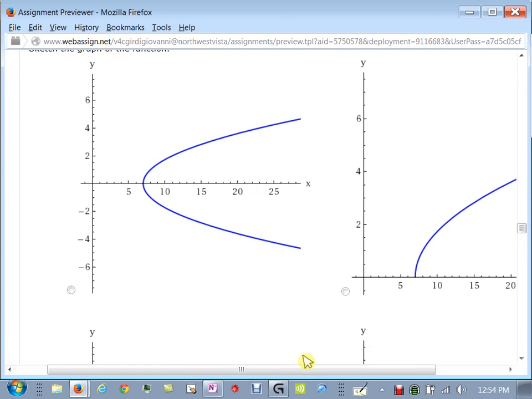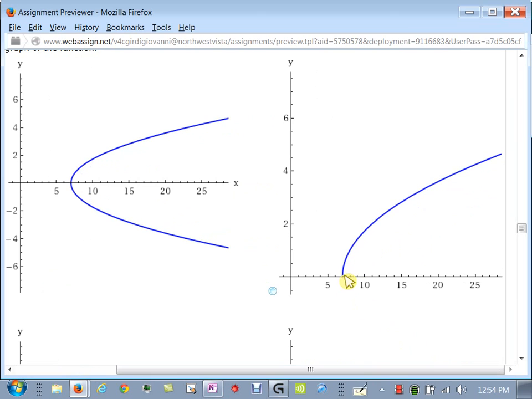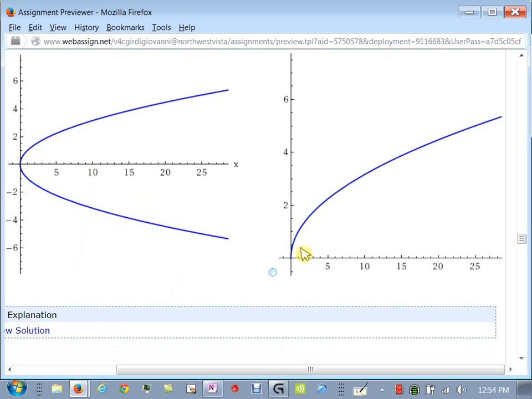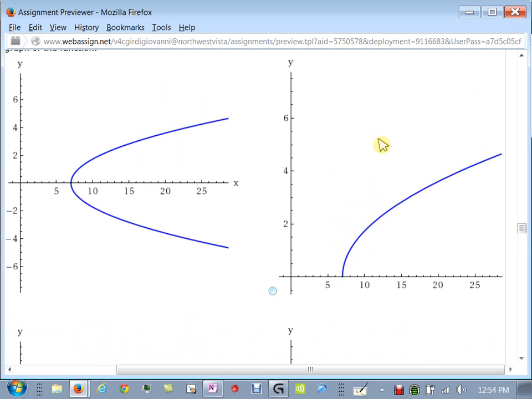Definitely can't be that one. This one looks pretty good. Starts at 7, keeps going, looks like a root function. This one it can't be. And then this one it can't be because it starts at 0. Okay, our domain was from 7 on, so this is the one.